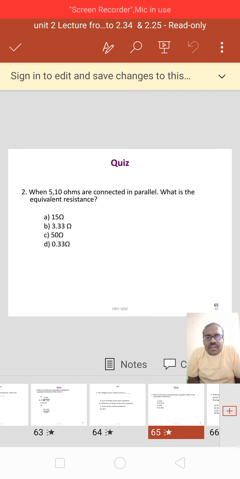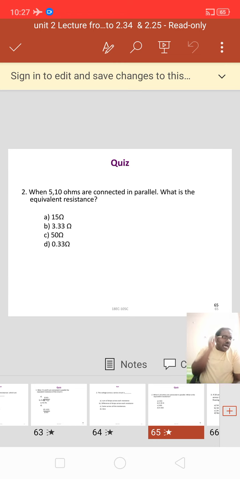When 5 and 10 ohms are connected in parallel, what is the equivalent resistance? Here given two resistances, R1 equal to 5, R2 equal to 10 ohms. Simple formula: 1 by R equal to 1 by R1 plus 1 by R2, so R equal to R1 R2 by R1 plus R2. 5 into 10 by 5 plus 10. 5 tens are 50.